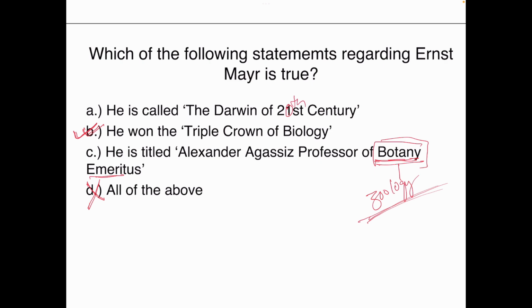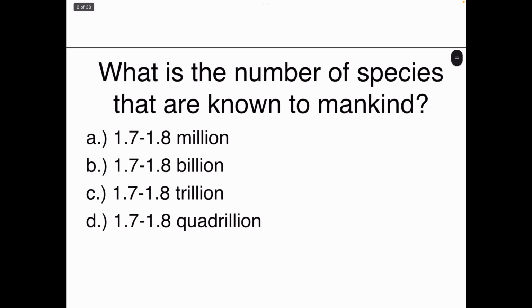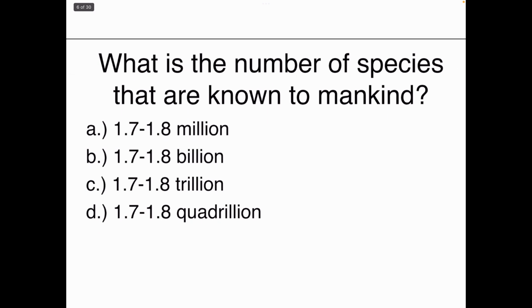Okay, so moving to our third question. What is the number of species that are known to mankind? Option A, 1.7 to 1.8 million. Option B, 1.7 to 1.8 billion. Option C, 1.7 to 1.8 trillion. And option D, 1.7 to 1.8 quadrillion.